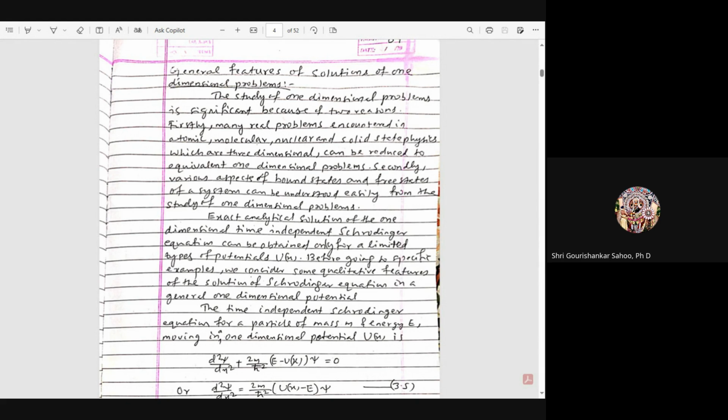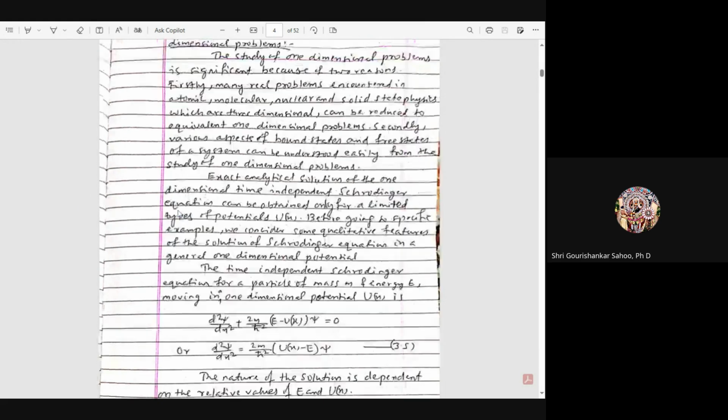Exact analytical solution of the one-dimensional time-independent Schrodinger equation can be obtained only for a limited types of potential U. Before going to specific examples, we consider some qualitative features of the solution of Schrodinger equation in a general one-dimensional potential.